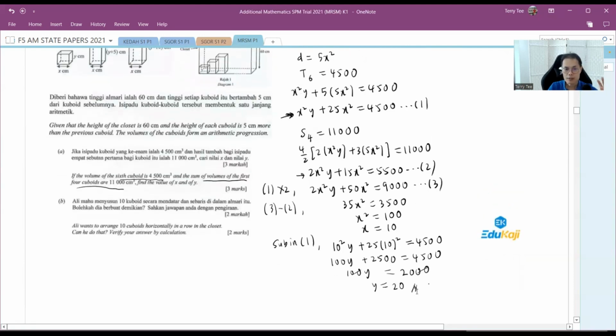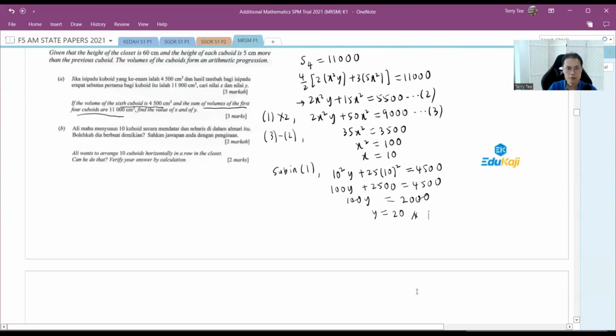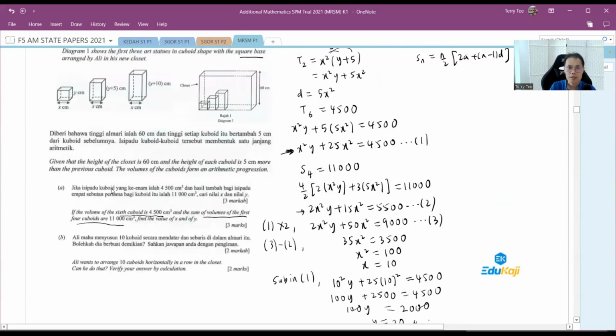Okay, I'm going to continue the second part, maybe over here. Hopefully I have enough space. All right. Ali wants to arrange the 10 cuboids horizontally in a row in the closet. Can he do that? Verify your answer by calculation. Now you can see from here, this is the first cuboid, second cuboid, third cuboid. Now, here's the thing. If you keep adding, the subsequent cuboid will be taller than the preceding one. Yeah, it increased by 5.